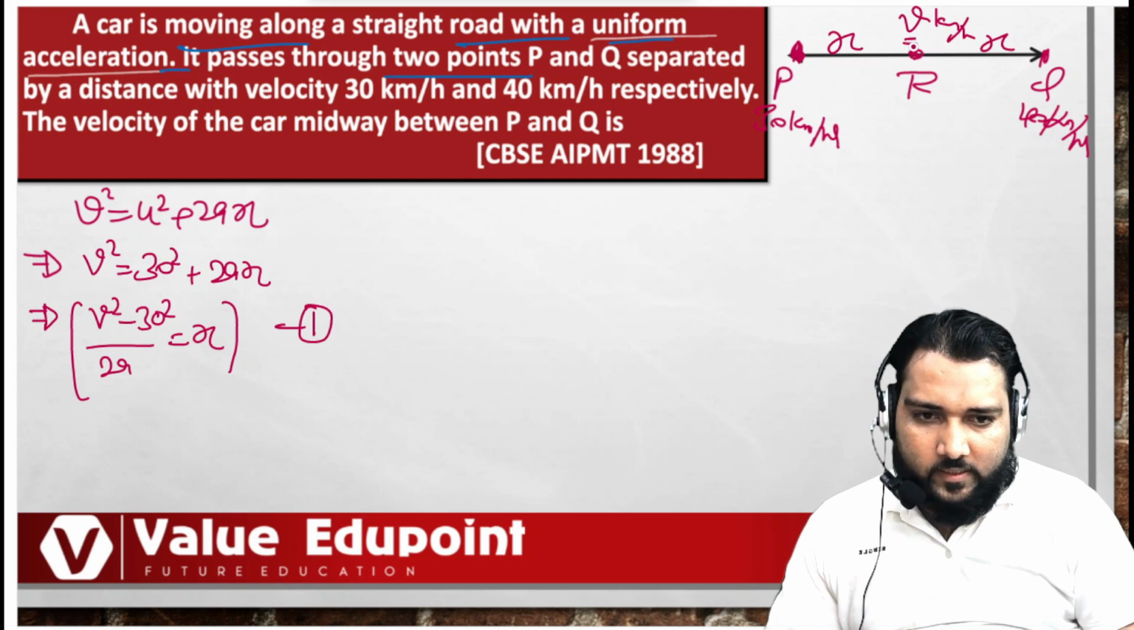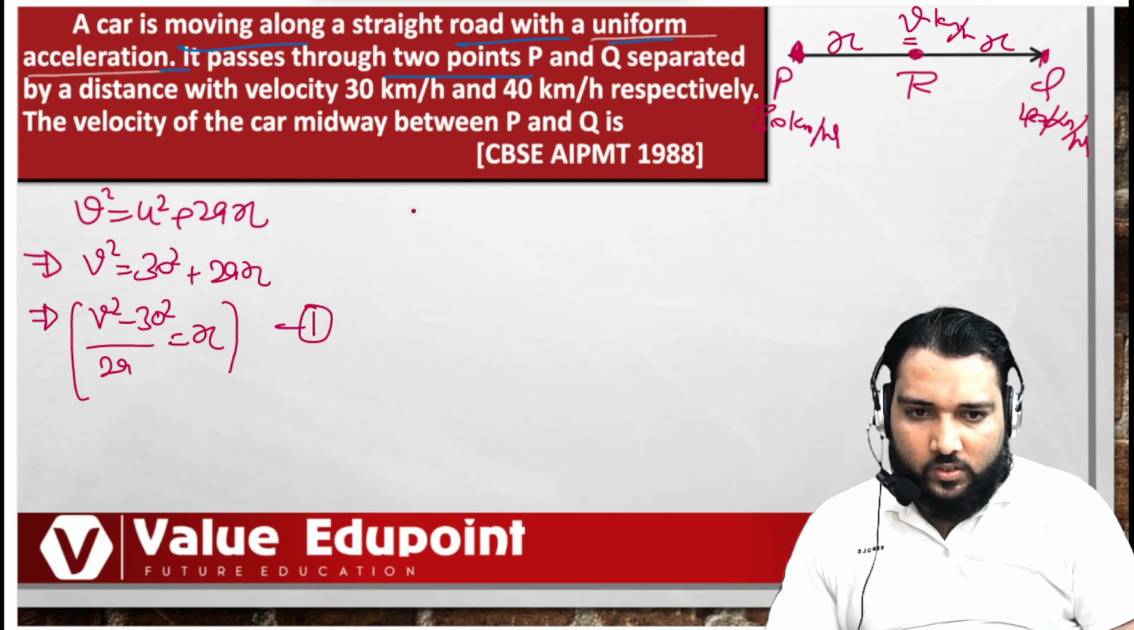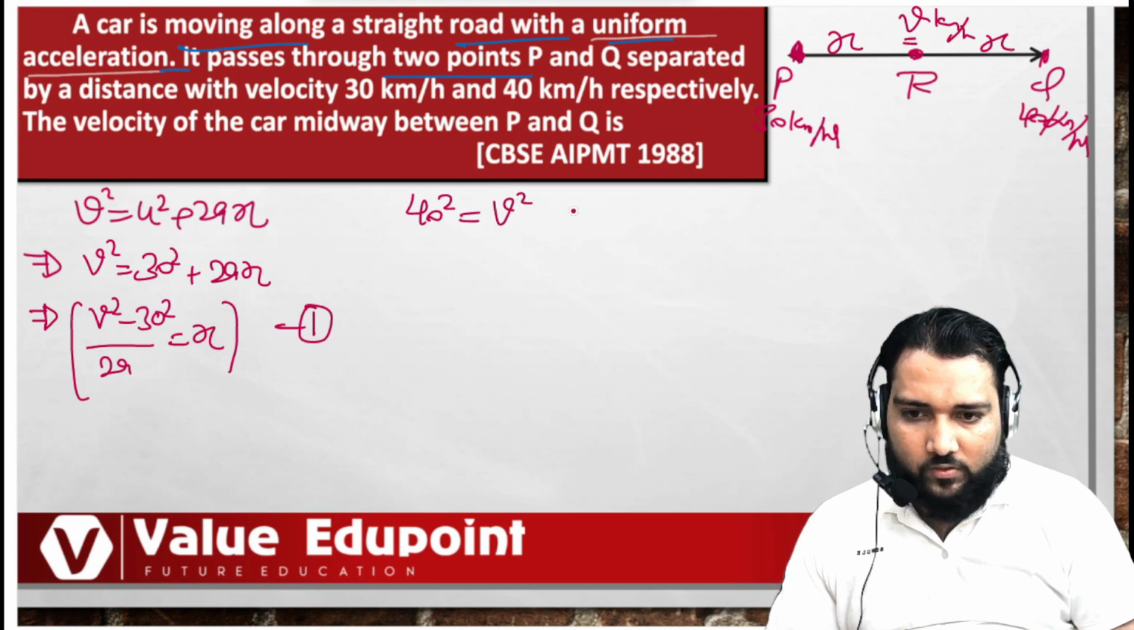Now for the second case, the initial velocity is v and the final velocity is 40. So 40 square is equal to v square, this is the initial velocity, plus 2ax. So this comes out to be 40 square minus v square upon 2a is equal to x. This is equation 2.